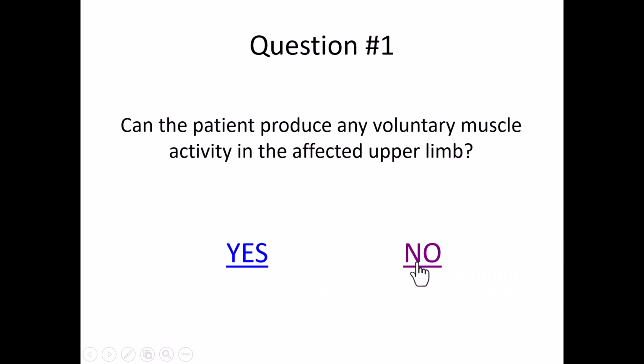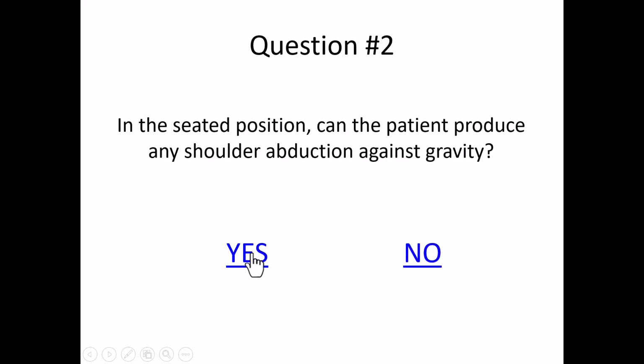Okay, so let's say you're working with a patient who does have some voluntary muscle activity in the affected upper limb. The answer to the question would be yes. The next question then is, in the seated position, can the patient produce any shoulder abduction against gravity? Okay, they can move something. There's something more than zero happening somewhere in the arm. But if that person can't produce any shoulder abduction against gravity, let's say no.